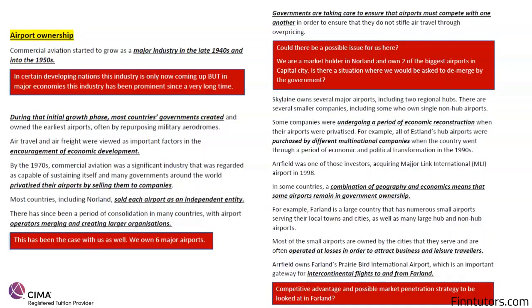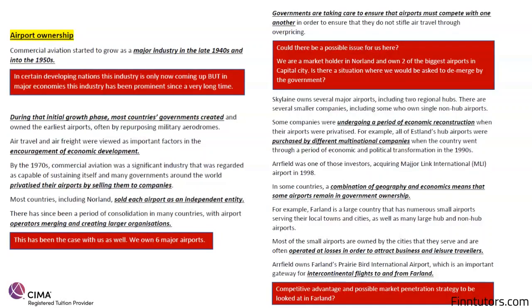Most of the small airports are owned by the cities that they serve and are often operated at losses, but it's mainly to attract business and leisure travelers. Otherwise, who will go there? How will the city prosper? So you still run the airport with limited flights, but that ensures that people are coming in. So the local shops, the local tourism still blossoms.